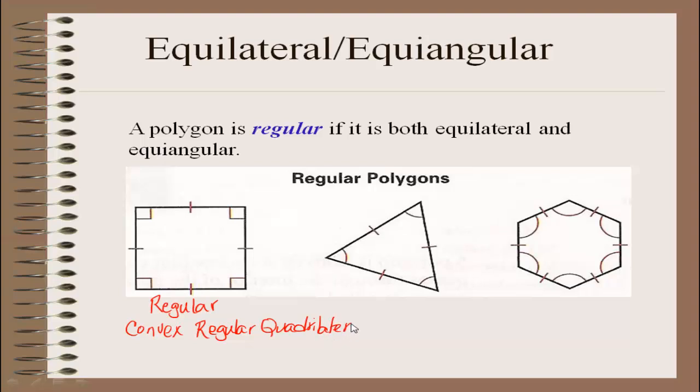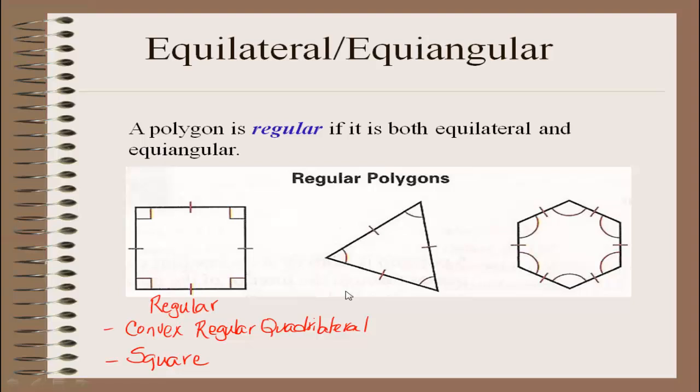I have another name for this, which is the square. If you say square, we know it's convex. We know all sides are equal, and we know all angles are equal. So either of these two names are correct for this polygon. For this polygon here, all sides are congruent, all angles are congruent, therefore it is a regular polygon.